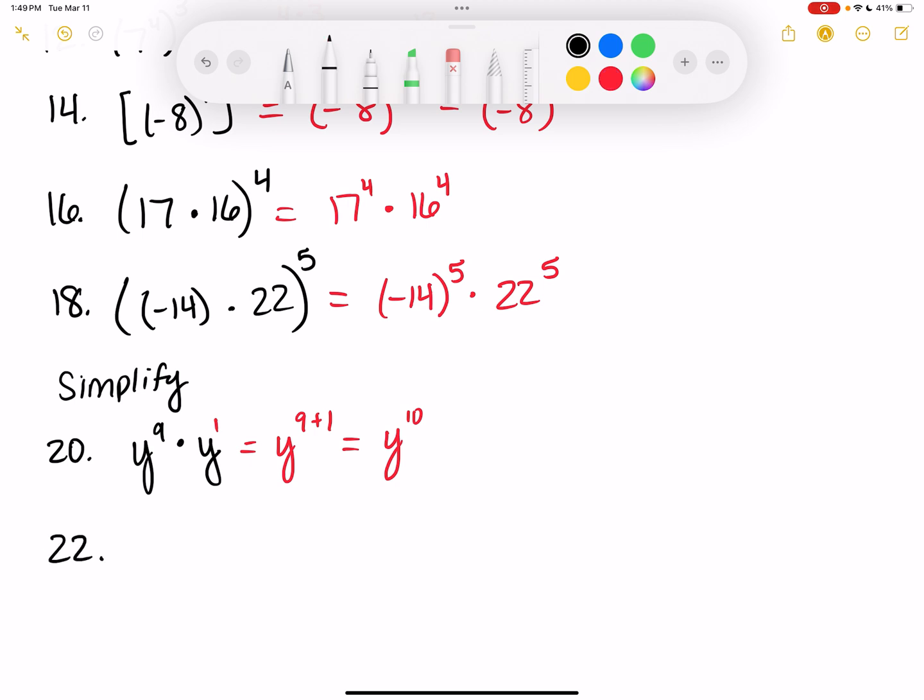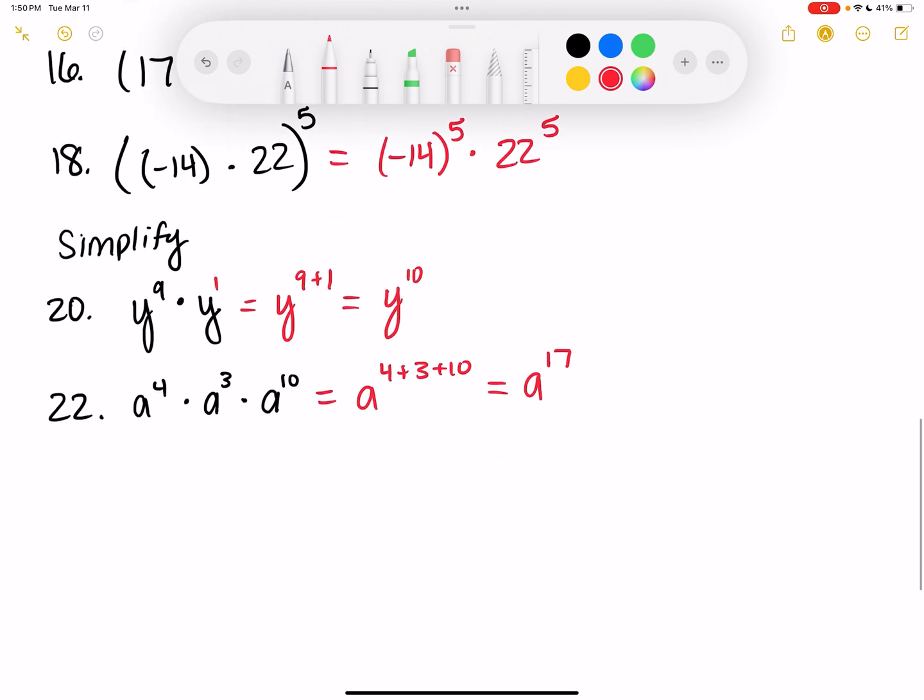Number 22. a to the 4th times a cubed times a to the 10th. What do I do with this one? Add the exponents because they have the same base. So this is a to the 4 plus 3 plus 10, and I get a to the 17.